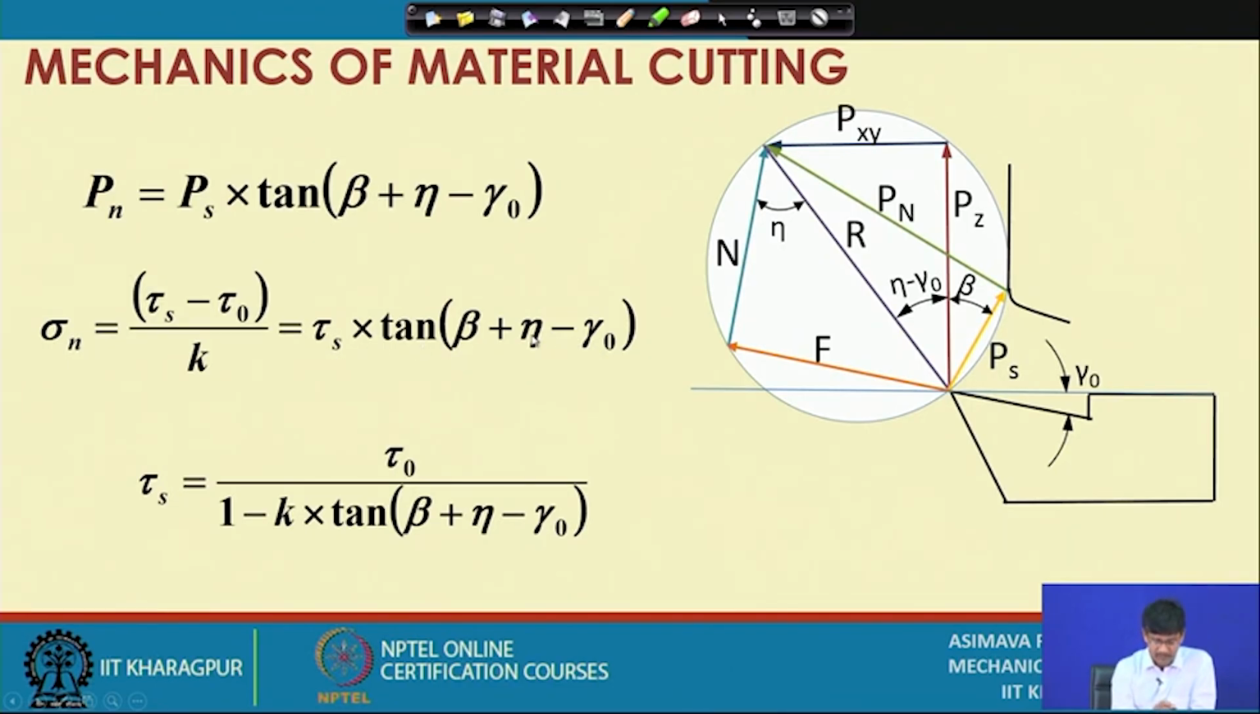If we rearrange the coefficients and find out the value of tau s, because tau s has one component from here and another component from here, and if we collect coefficients and express tau s as a function of tau 0, we get a relation of this type. So, this is the constant of proportionality between the normal stress and the shear stress on the shear plane.